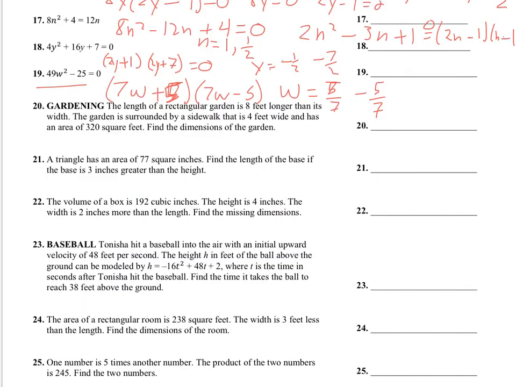Okay, number 20. The length of a rectangular garden is 8 feet longer than it is wide. The garden is surrounded by a walkway that is 4 feet wide and has an area of 320 feet squared. Find the dimensions of the garden. Alright, so let's think about this. I've got a garden here, and it is 8 feet longer than it is wide, so the width is w. So that means this is w plus 8.